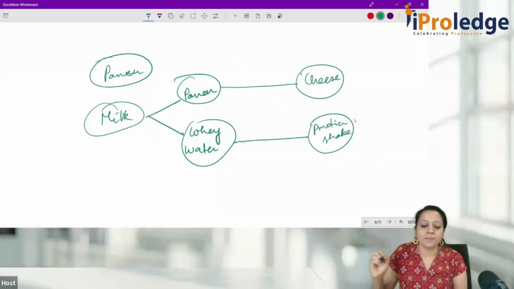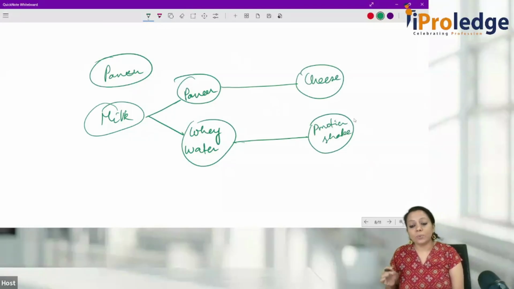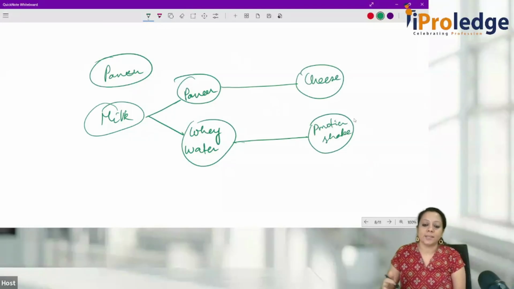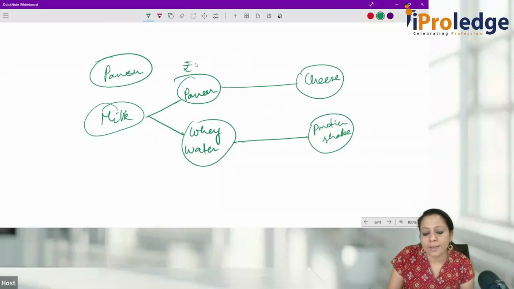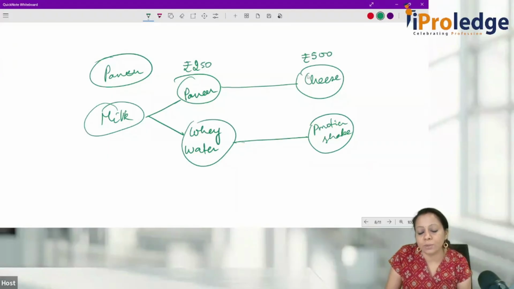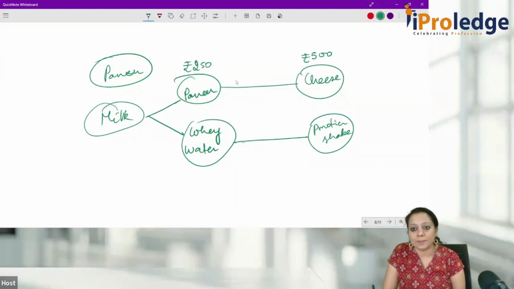Now, most of the questions ask: is it worthwhile to further process? Paneer, say for example, one block of 200 grams of paneer is going to be 250 rupees. And cheese, the same 200 grams, is going to be 500 rupees. Ma'am, it is better to make cheese, is what students tell me.